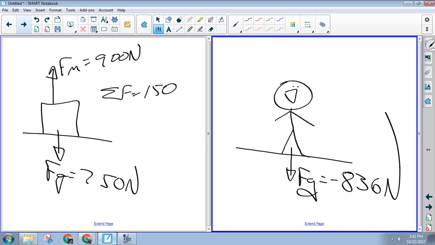Maybe that's not clear. Is it not clear why the weight is 836? 85.3 kilograms, which, if you multiply by 9.8, gives you 836. Oh, right. Good? Yeah. Okay.